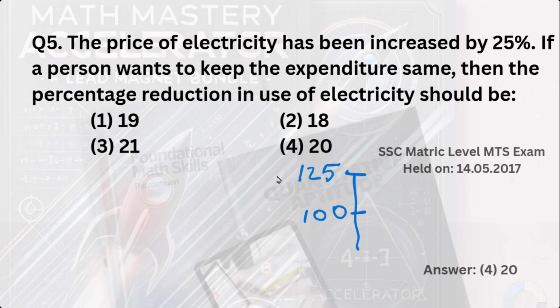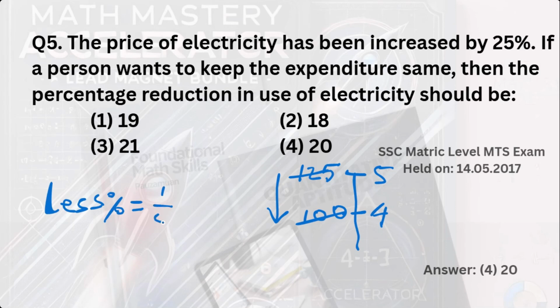We have to find less percent. Cancel it by 25. 25 into 4 is 100. 25 into 5 is 125. The less percent formula is the difference between two numbers, 5 minus 4, 1, divided by the bigger number, into 100. 5 twos are 10. We have one more 0. Option 4 is the right answer.